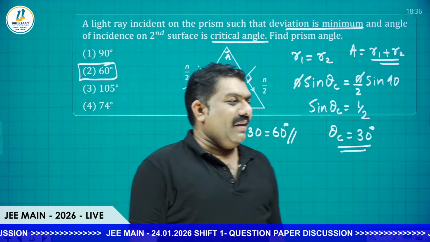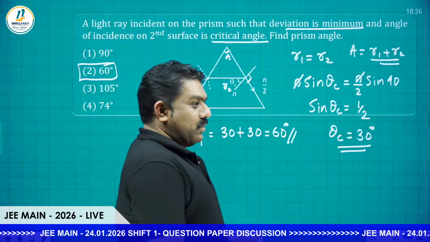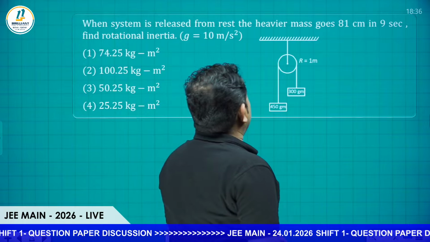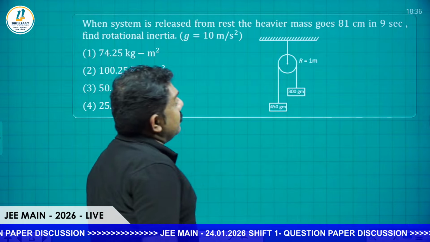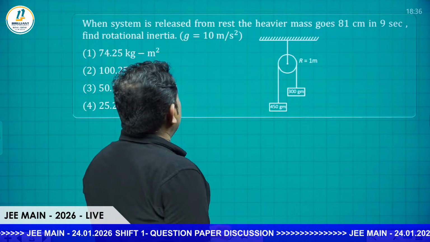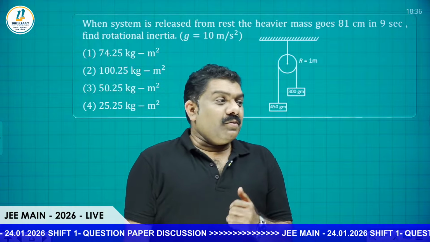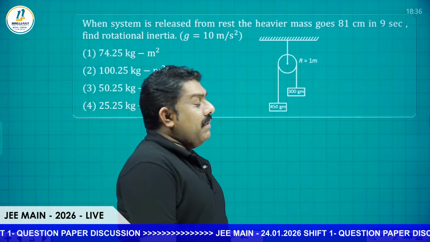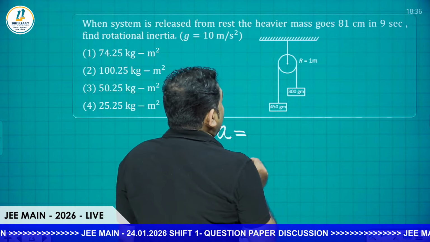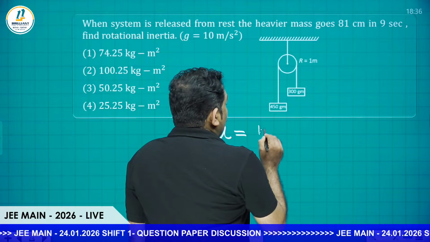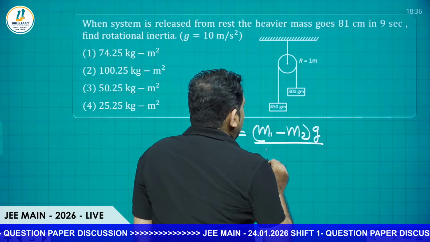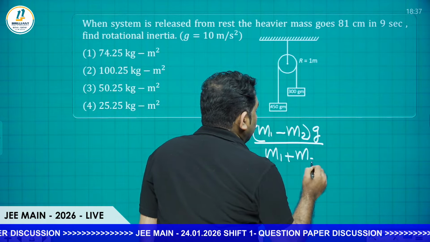Now we are going to solve the next question, so please see the question. When the system is released from rest, the heavier mass goes 81 centimeter in 9 seconds. Find the rotational inertia. This question is based on a pulley, which we have an idea about. We know that in the case of a pulley, the acceleration is equal to the difference in mass, that is m1 minus m2 into g divided by m1 plus m2.